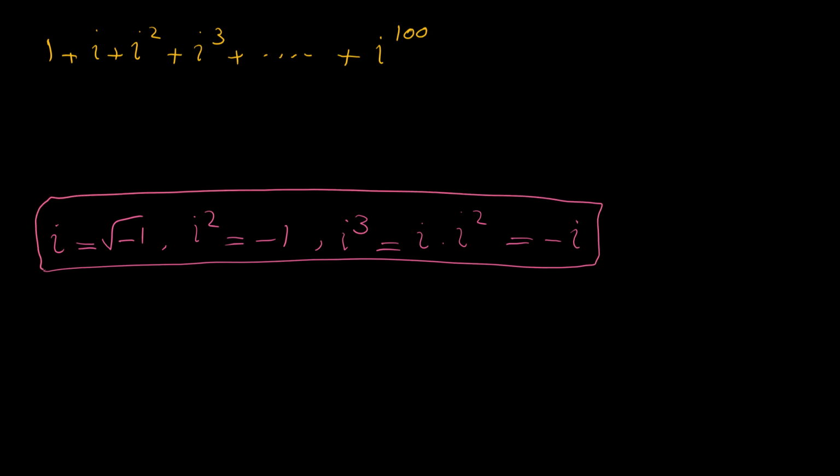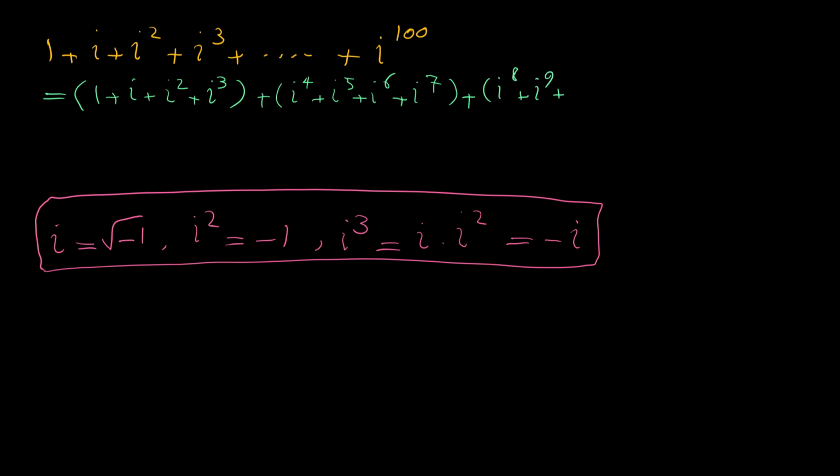Now let's get back to our question. We want to calculate this sum. We can write this sum in the form of 1 plus i to the 2 plus i to the 3. We group this sum in this form. Then we have i to the 4, i to the 5, i to the 6, i to the 7. I group them in the form of 4 consecutive terms. Then in another bracket we have i to the 8, i to the 9, i to the 10, i to the 11.